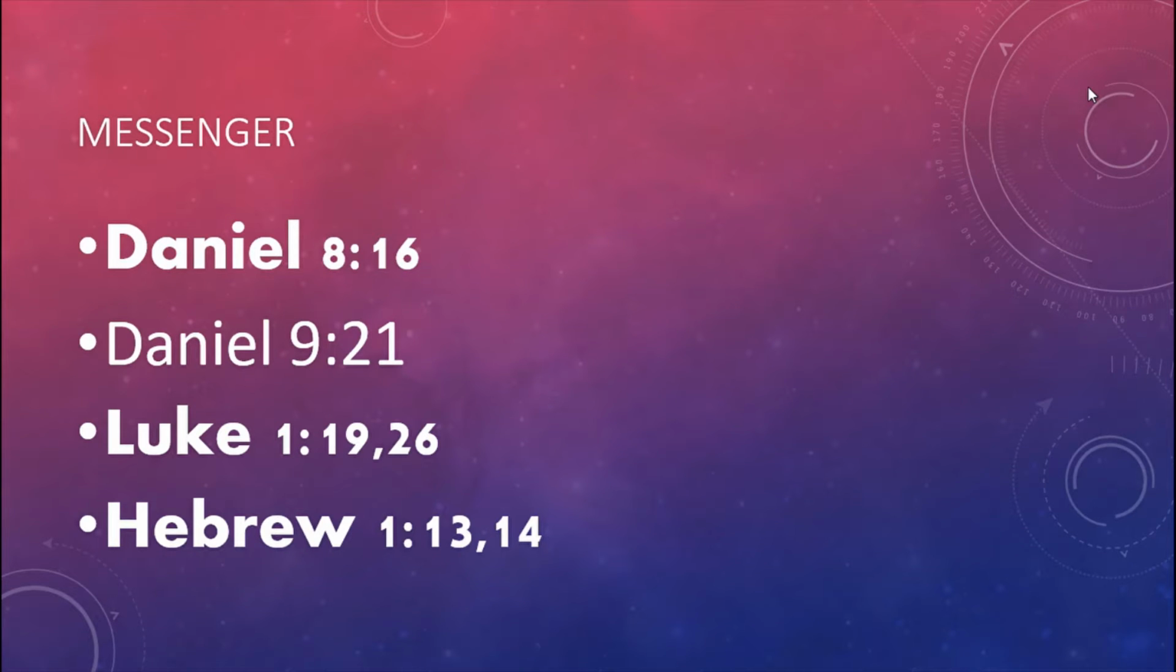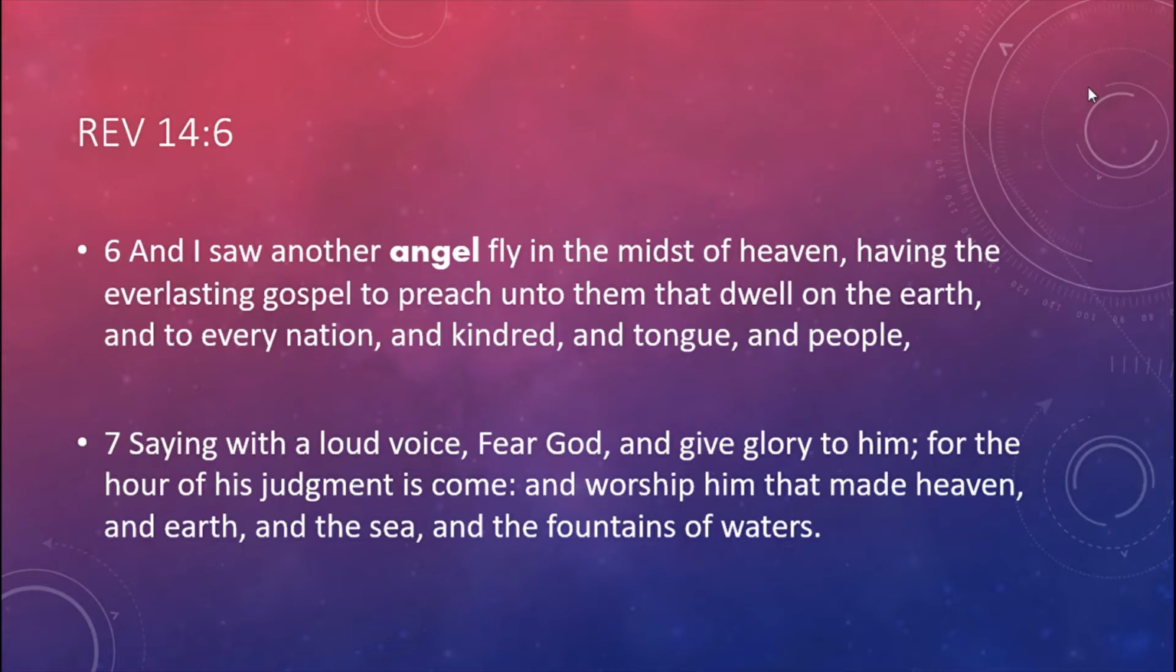Okay, so let's move to an example of how angel is used in a prophetic text. And I saw another angel fly in the midst of heaven, having the everlasting gospel to preach unto them that dwell on the earth, and to every nation and kindred and tongue and people, saying with a loud voice, Fear God, and give glory to him, for the hour of his judgment is come, and worship him that made heaven and earth and the sea and the fountains of waters.